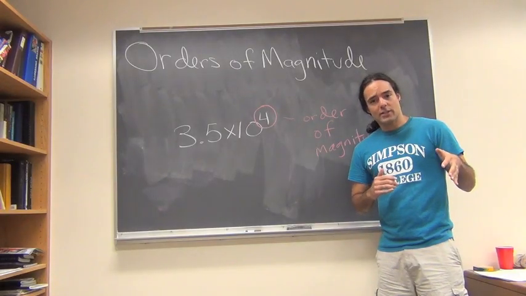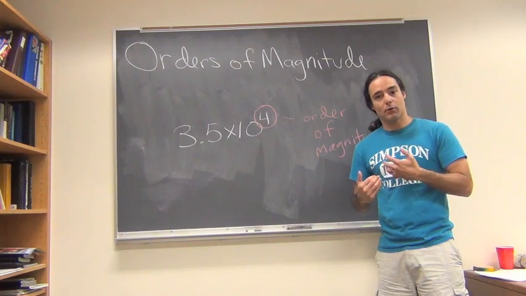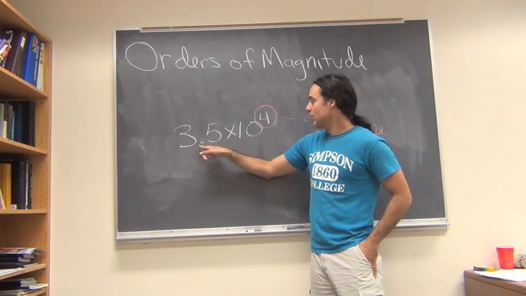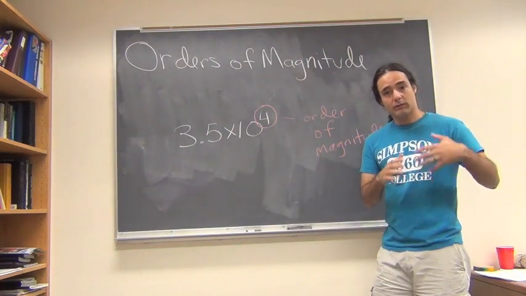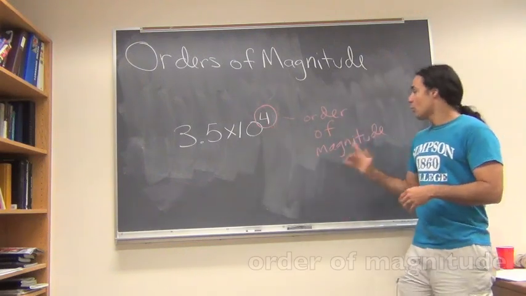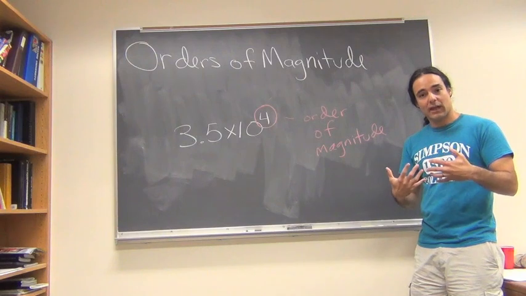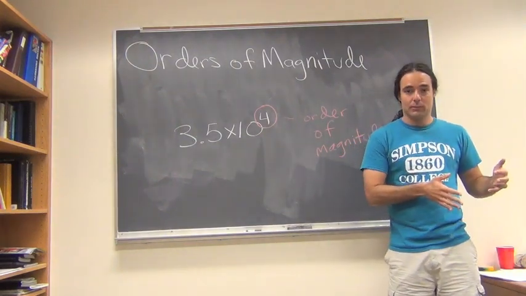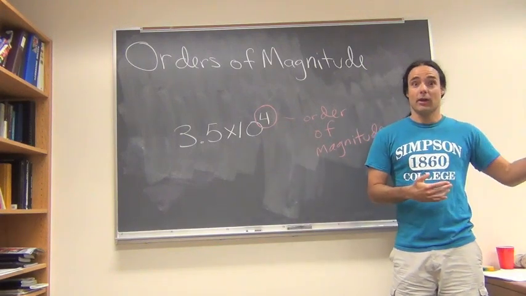When you write numbers in scientific notation, it's very easy to see roughly how big the number is. The reason is, so let's take an example. Say I have a number like 3.5 times 10 to the 4. 10 to the 4 tells me how big that number is. Specifically, the 4, which we call the order of magnitude, gives me a rough idea how big that number is. 10 to the 4 is about 10,000. To contrast that, 10 to the 5 is about 100,000. Not about, it is 100,000.